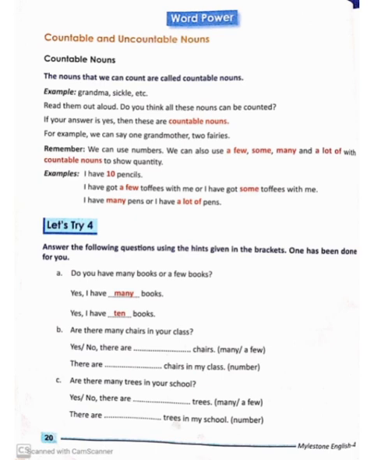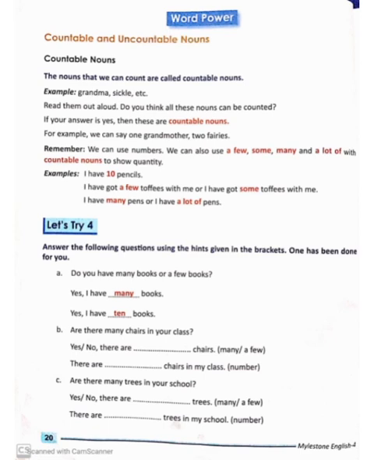Let's try 4. Answer the following questions using the hints given in the brackets. One has been done for you. A. Do you have many books or a few books? Yes, I have many books. Yes, I have 10 books.